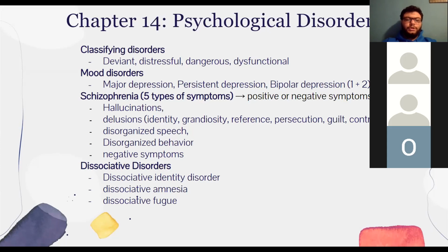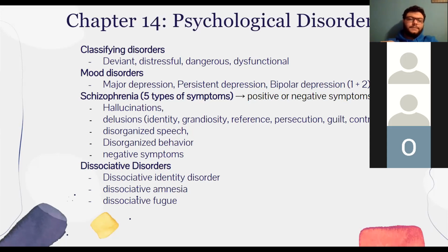And then you have mood disorders like major depression, persistent depression, and bipolar depression. So just know the general difference between them, how to specify which one is which. Major depression would need, I believe, like 6 months. Persistent depression would need like 2 years. And bipolar depression would have manic episodes or hypomanic episodes. And then know the difference between 1 and 2. Bipolar 1 would focus more on manic episodes for at least 7 days, and bipolar 2 would have hypomanic episodes for at least 4 days. Yeah, the time period and the severity for bipolar.